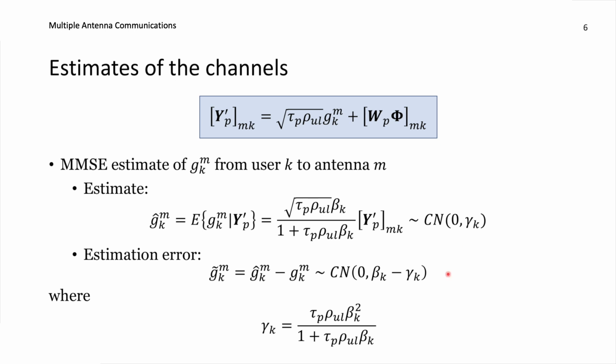And it's such an important variance that we are giving it a name here, gamma k. So we should remember, gamma k has this particular form, and it's computed in the same way as on the previous slide. And then the estimation error, g tilde km, is g hat minus g, so the estimate minus the true value, and it's going to have the original variance of g, beta k, minus this gamma k term. So from now on we need to remember beta k is the variance of the true channel, gamma k is the variance of the channel estimate, and that will turn out to be the important part. This is the part of the channel that we can actually utilize to transfer data.